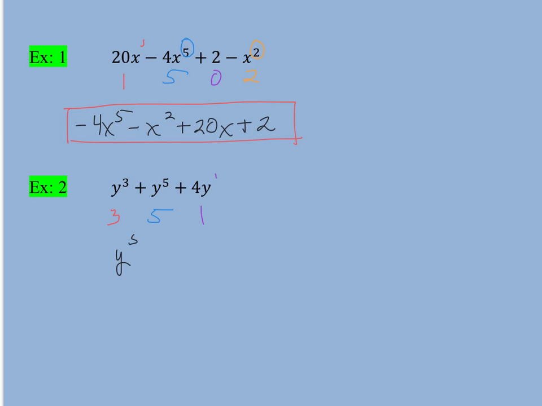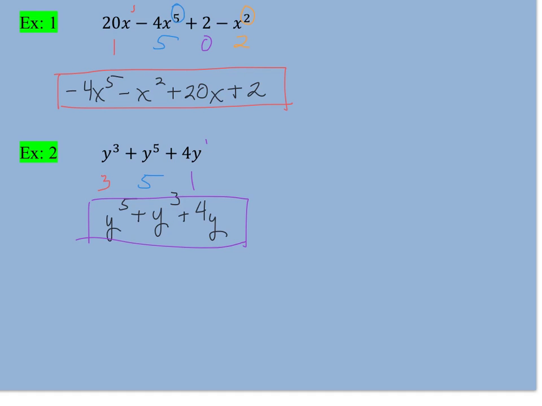So the highest degree term is the y to the fifth, so we're going to put y to the fifth first. The next highest degree is the y cubed, so plus y cubed, because it's understood, there's no sign in front, that it's positive. And then finally, the plus 4y. And so now we have our polynomial in standard form. And I think that's it on that page.